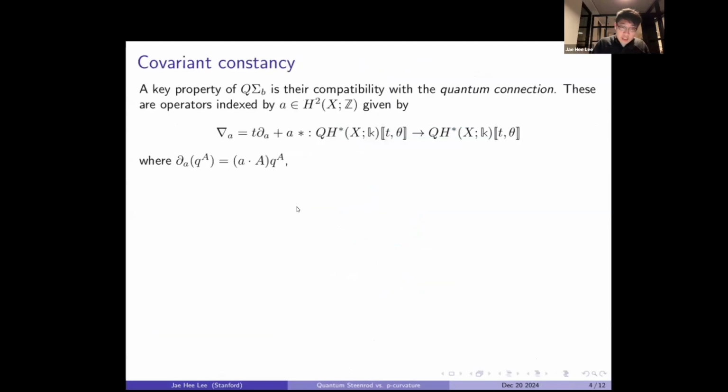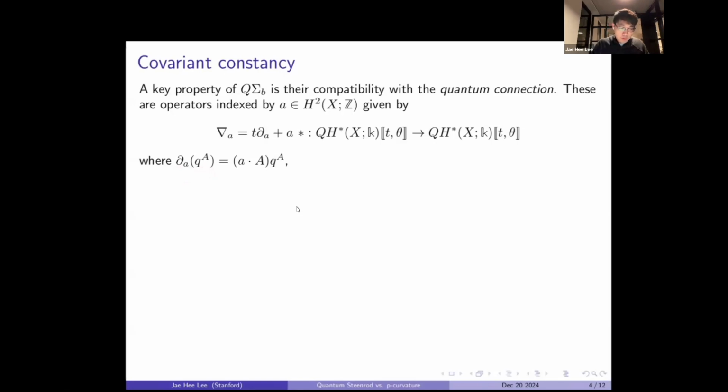So really a key property of these quantum Steenrod operators is that they're compatible with something called the quantum connection. The quantum connection is again a certain collection of linear operators that act on loop equivariant quantum cohomology. These are indexed by degree 2 cohomology classes, and these are like covariant derivatives. They differentiate in these Novikov Q variables with connection matrix given by the quantum product.